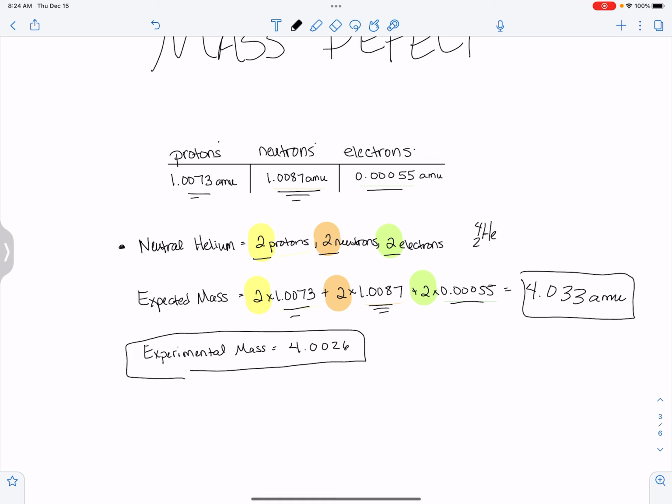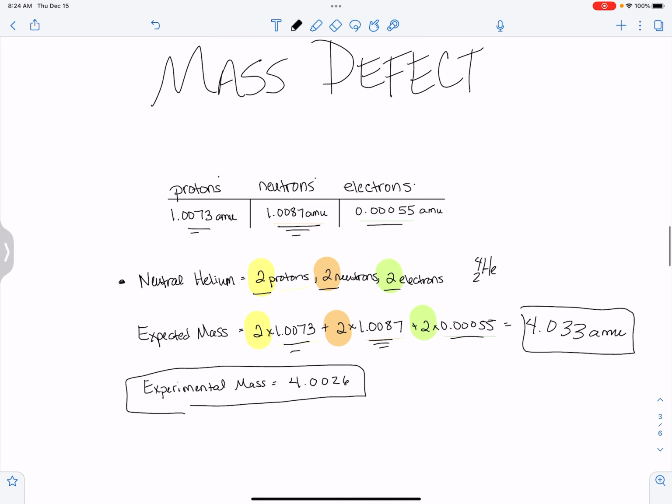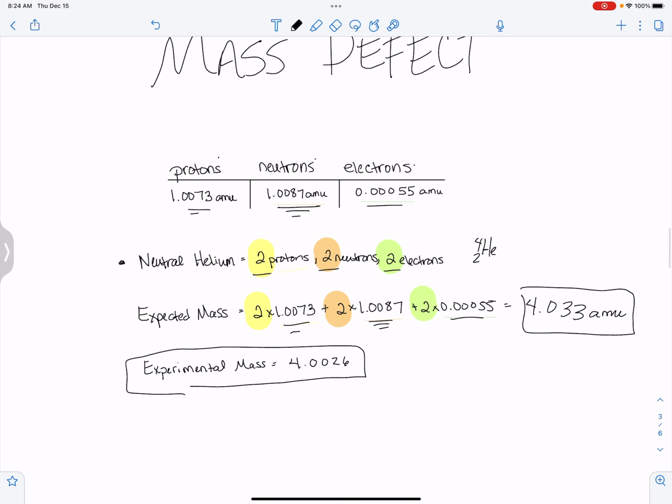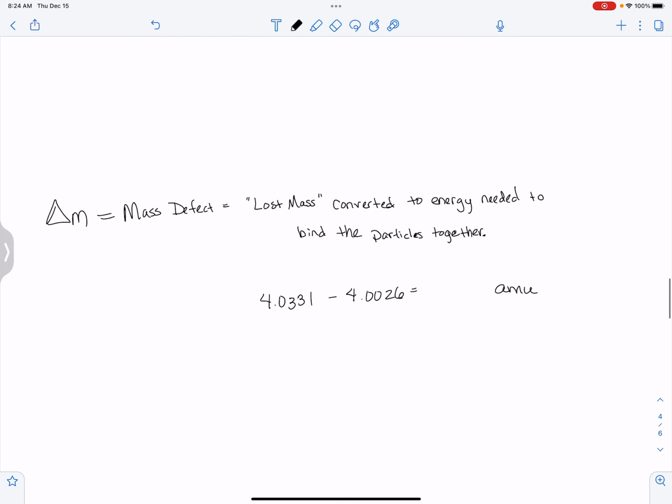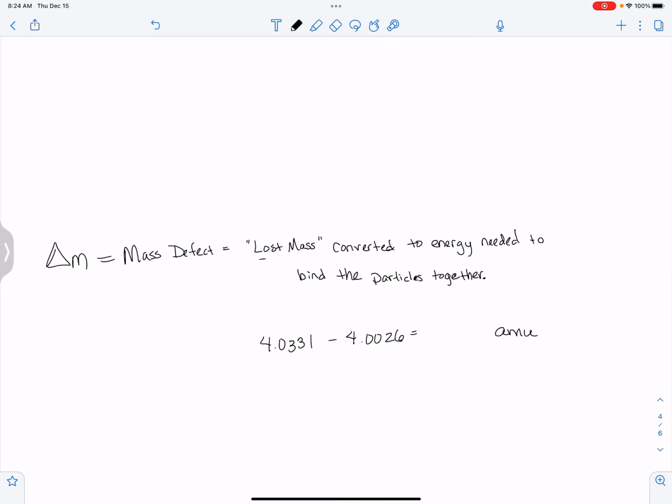So there is a difference between the mass of all those particles together and the experimental mass. That difference is called the mass defect. And what it basically has done is it has taken the lost mass, that difference, and converted it to the energy needed to bind the particles together. Is that not crazy? The whole idea of being able to convert these tiny little particles into just a little bit of energy, and not even the entire particle, just some of it. And that's what's helping to bind all the particles together.